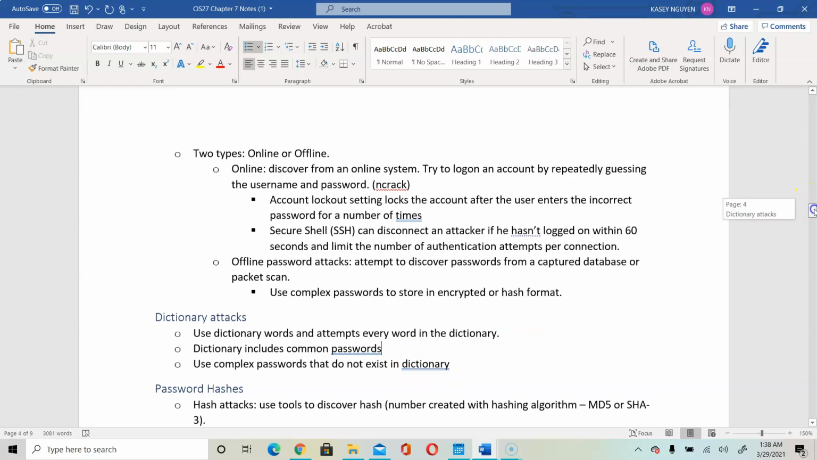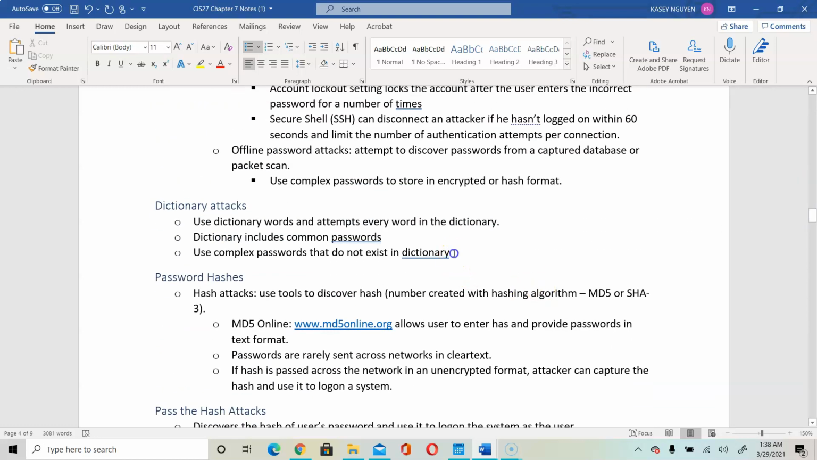So now they would create or find a dictionary list via the internet, and they would import that into the tool that they use. For example, Cain and Abel allows you to use the default template, or you can create your own dictionary to import and check against passwords, because many people use common known dictionary words.